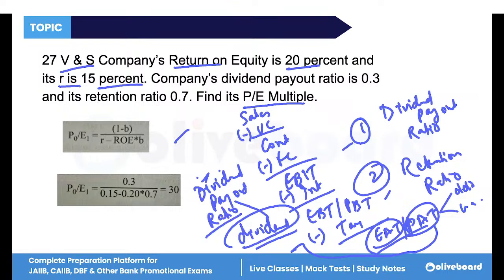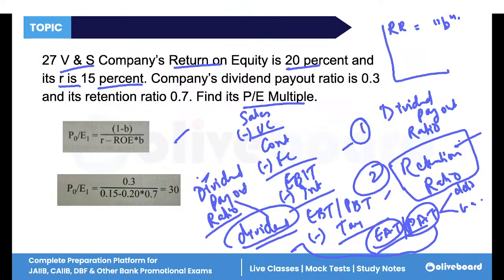At what ratio you are paying to your shareholders is the dividend payout ratio. And if you keep that amount for reserves and surplus, for provisions, as internal accruals, that ratio is known as the retention ratio. Clear? What is the dividend payout ratio and what is the retention ratio? Clear? Now, the retention ratio, RR, is denoted by b. If the retention ratio is b, then the payout ratio is 1 minus b.